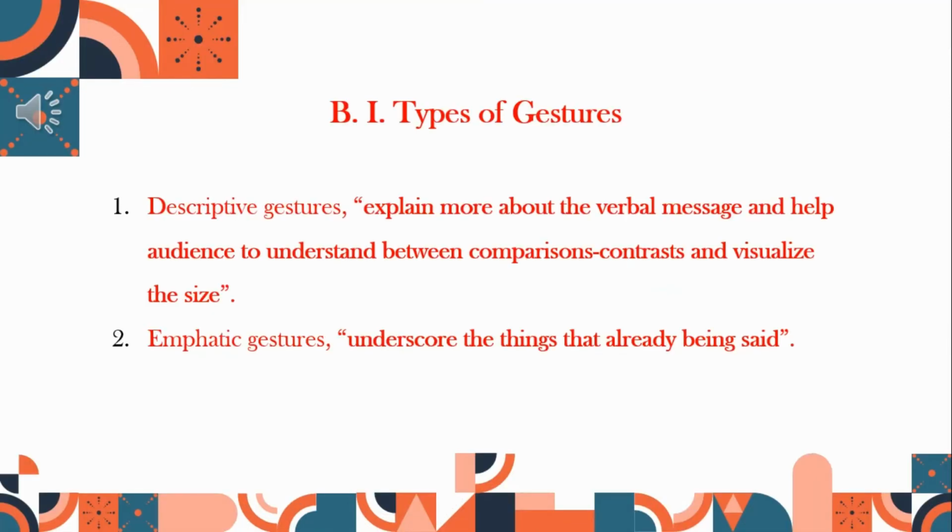After the definition, we talk about the types of gestures. The first one is descriptive gesture. This gesture explains more about the verbal message and helps the audience to understand comparison, contrast, and visualize the size. And then the second is emphatic gesture. This gesture underscores the things that are already being said.